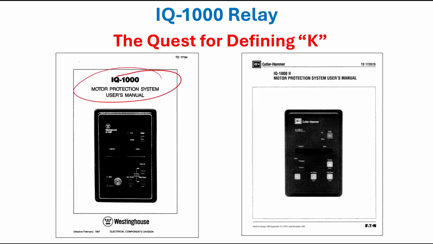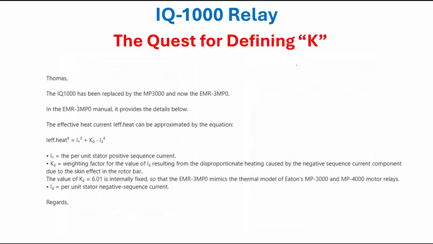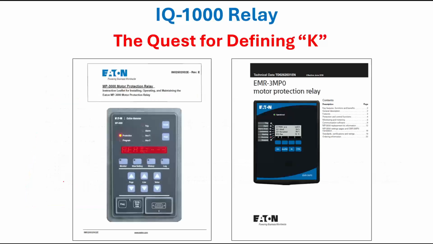So I searched a lot of manuals, the IQ 1000, the IQ 1002, a lot of manufacturers and distributors, and I came up at a loss. I really did. And so I emailed Eaton, who owns the series now, and they said that the IQ 1000 was replaced eventually by the MP 3000, which was later replaced by the EMR 3000 relay. And they have it in their manual listed here. And I was like, that's great. K is defined, but I want to see it.